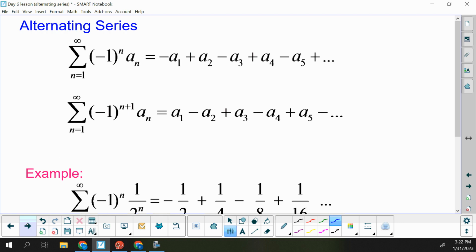All right, today's topic, we're going to look at a new test. It's the alternating series test. So first, a recap of what it means to alternate, and this is in our day 6 in our notes packets.